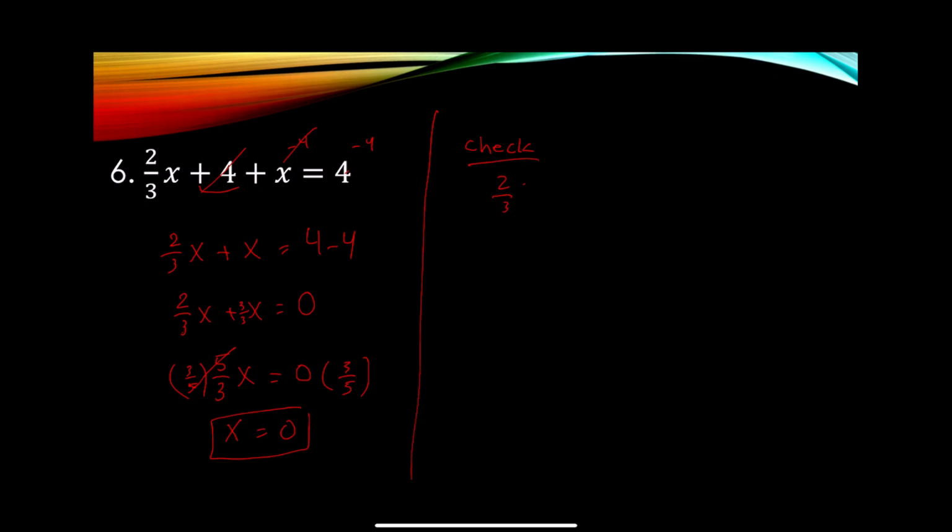2 over 3 times a bracket plus 4 plus bracket, is it equal 4? Plug in 0 and 0. 2 over 3 times 0 is 0. And 0, 4 plus 0 is 4. 4 is equal to 4. And our solution is true.